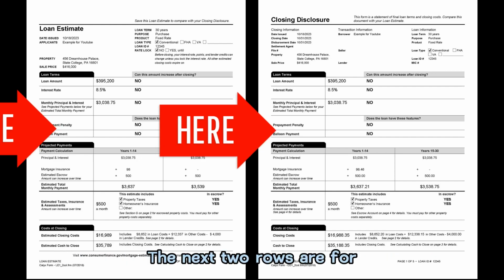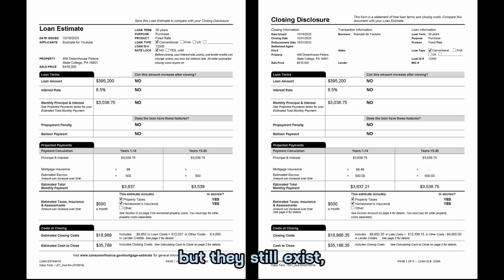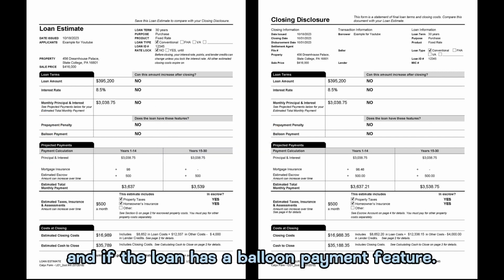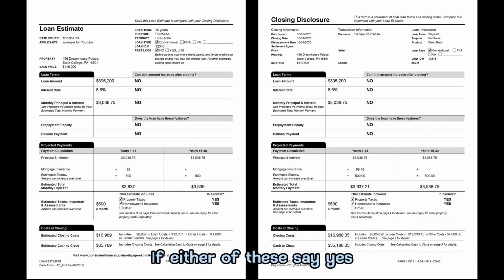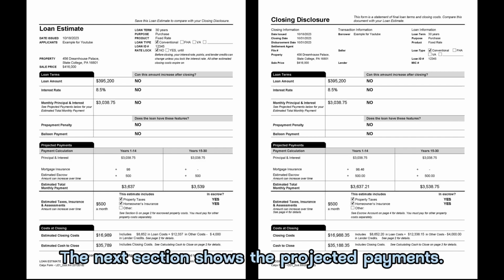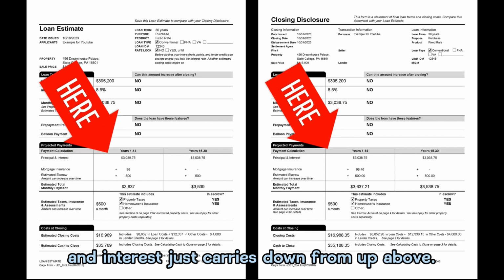The next 2 rows are for if the loan has a prepayment penalty, which isn't common these days, but they still exist, and if the loan has a balloon payment feature. The answer is no for both of these for this loan. If either of these say yes on your loan, that is uncommon. You may want to research that further. The next section shows the projected payments. The principal and interest just carries down from up above.